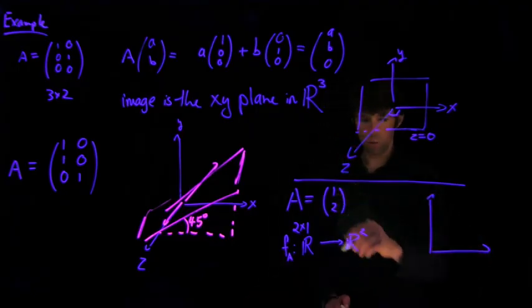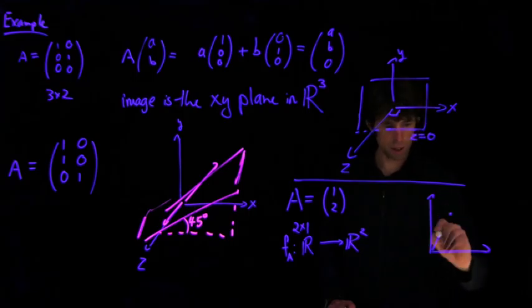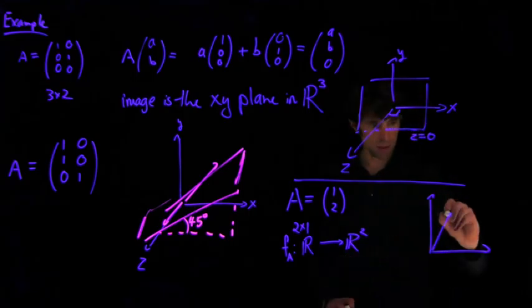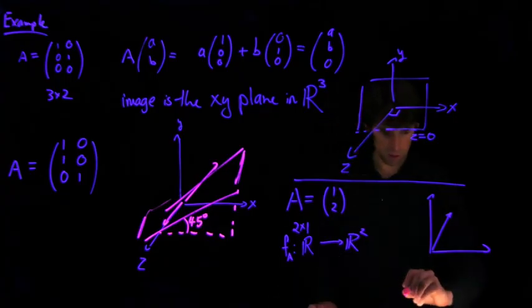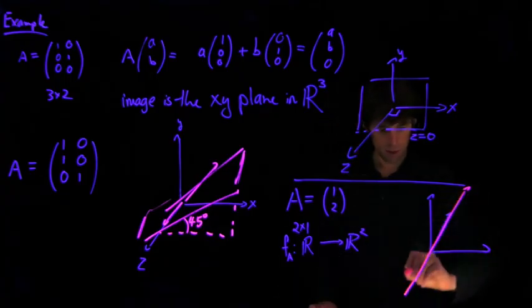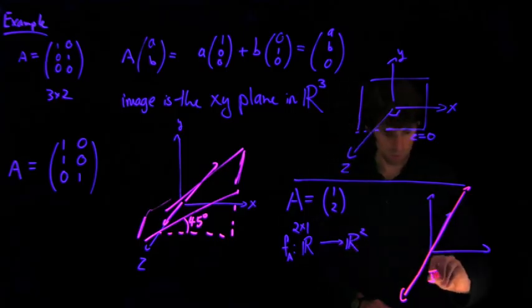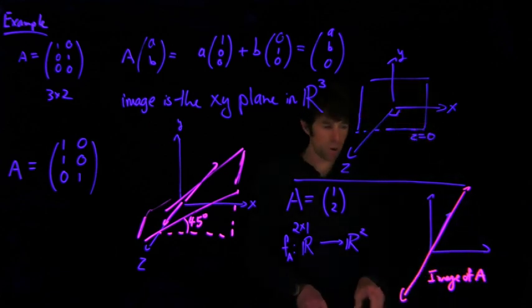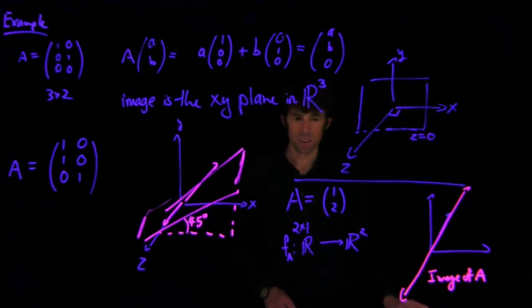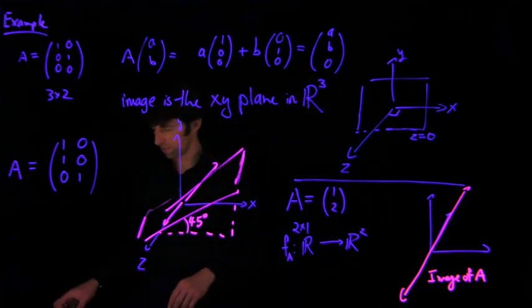So this vector, 1, 2, is 1 in the x direction and 2 in the y direction. So that's my vector that we're taking the span of. And so the span of that will be the line along that direction. So those are some examples of describing or computing the span of the columns or the image of a matrix.